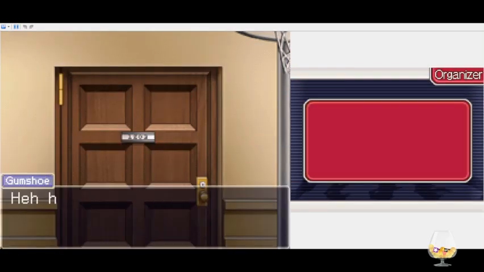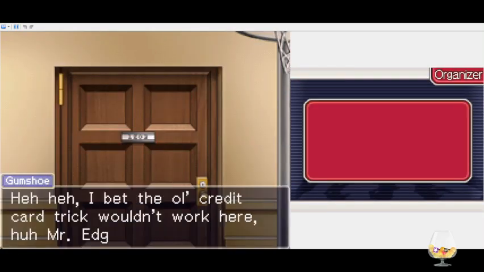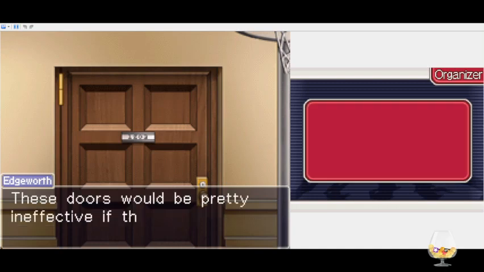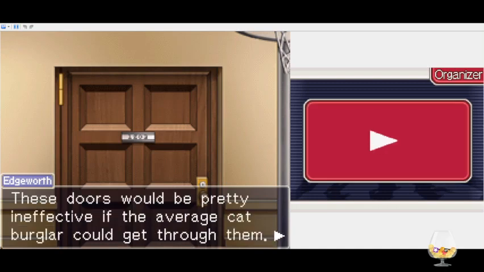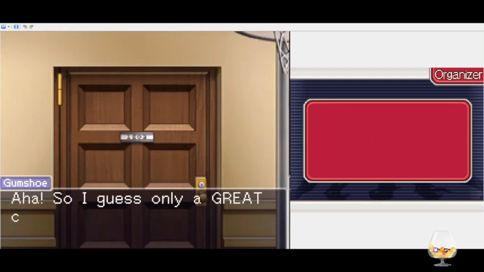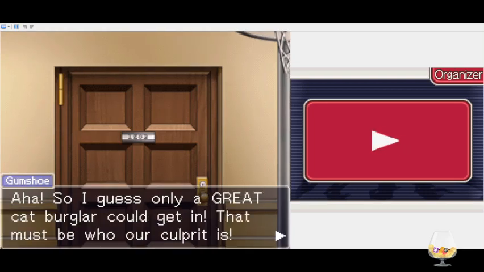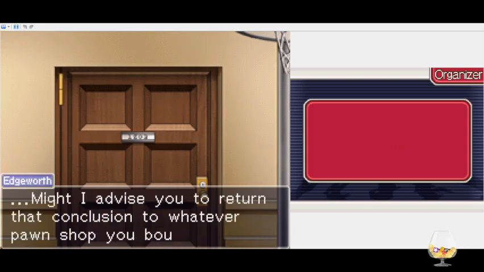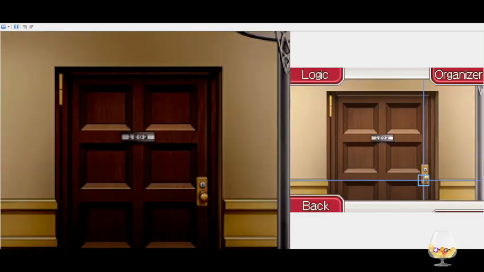The door's locked tight. I'll bet the old credit card trick wouldn't work here, huh, Mr. Edgeworth? This is the office of a high prosecutor detective. These doors would be pretty ineffective if the average cat burglar could get through them. Ah, so I guess only a great cat burglar could get in. That must be who our culprit is. Might I advise you to return that conclusion to whatever pawn shop you bought it from? Oh, that sass.